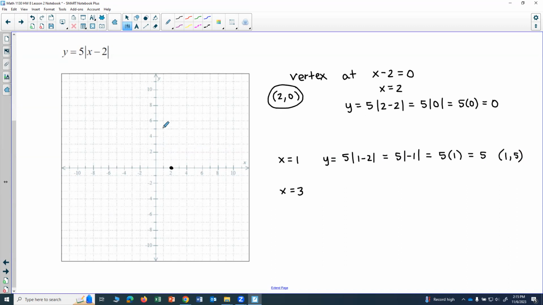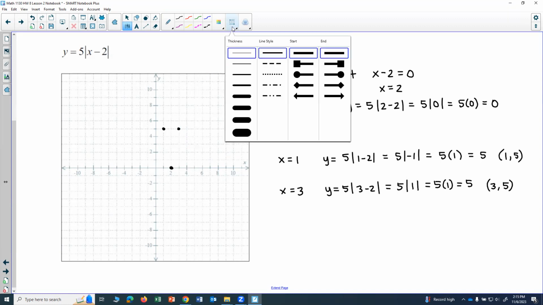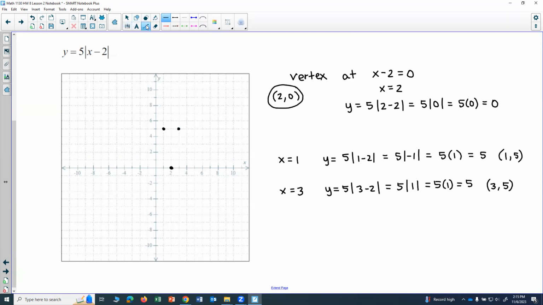So I have the point 1, 5. And I'll go ahead and plot that. When x equals 3, I have y equals 5 absolute value of 3 minus 2. 3 minus 2 is a 1, so I have 5 absolute value of 1, which is 5 times 1, which gives me a 5. So I also have the point x equals 3, y equals 5. Let me go ahead and plot that. 3, 5.